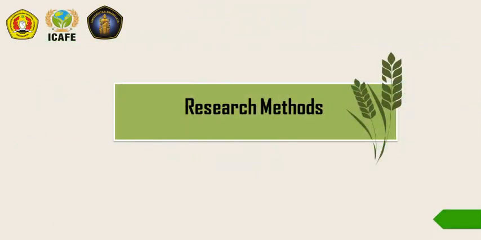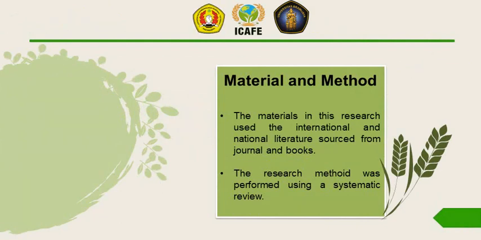Next, research method. Materials in this research use international and national literature in the form of journals and books. The journals used were obtained through Hub and Google Scholar, while the book sources were obtained through Google Books. The research was performed using a systematic review.